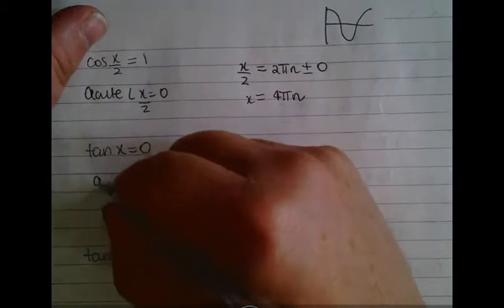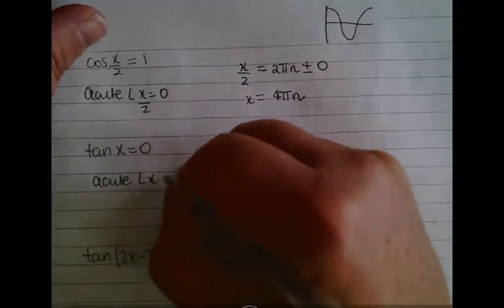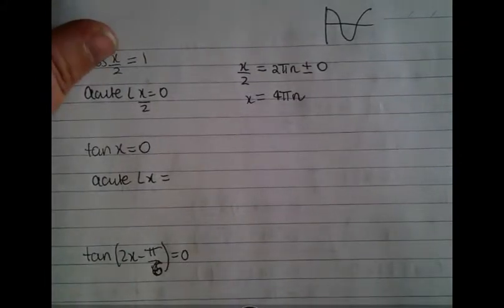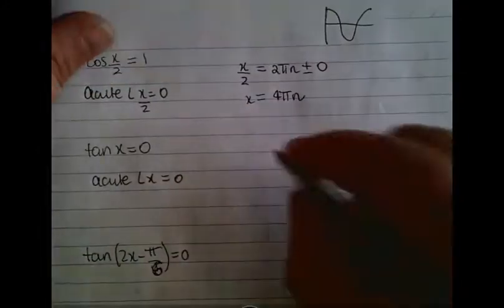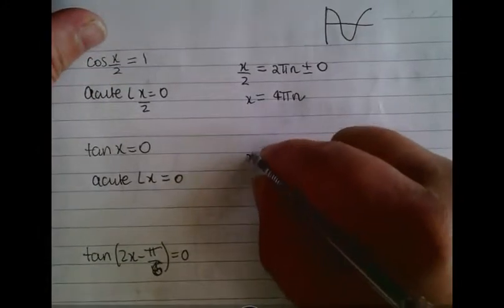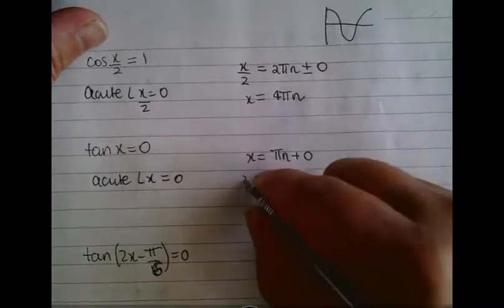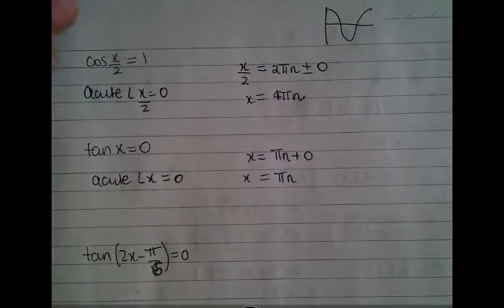Next one, tan. Tan of what is 0? Try it. Tan of 0 is 0. Acute angle x is 0. So x is pi n plus 0, which is just pi n.